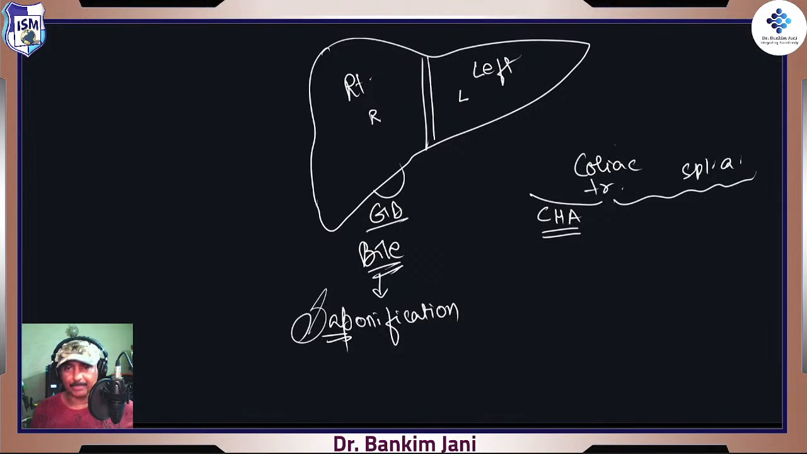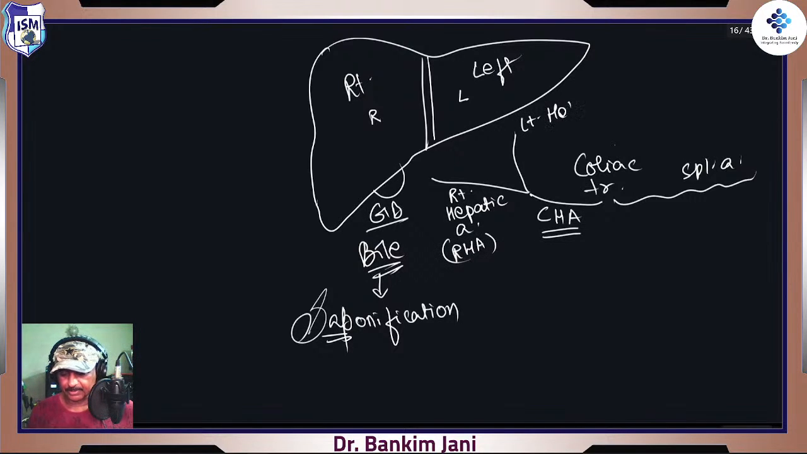Now this common hepatic artery will be dividing into two parts, obviously one for each lobe. So that is the right hepatic artery, RHA, and the left hepatic artery. So this is easy. Remember, we are just sending the oxygen, correct?